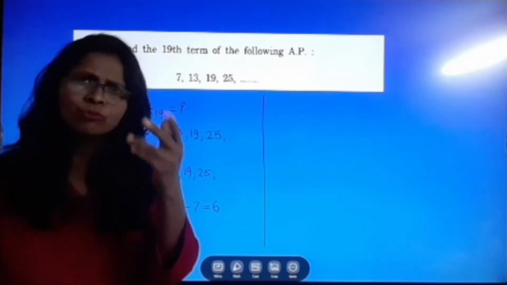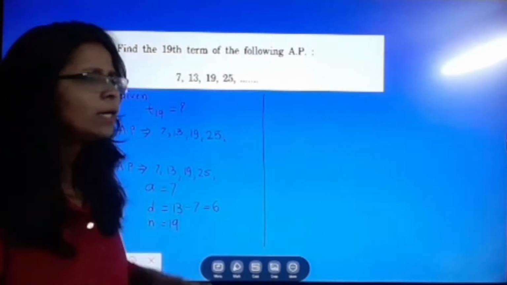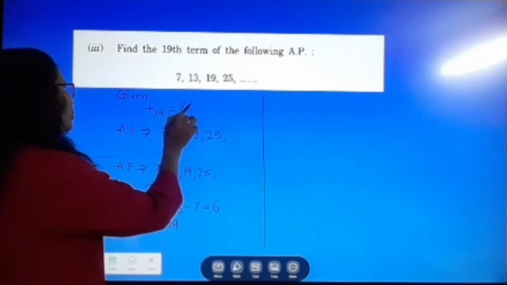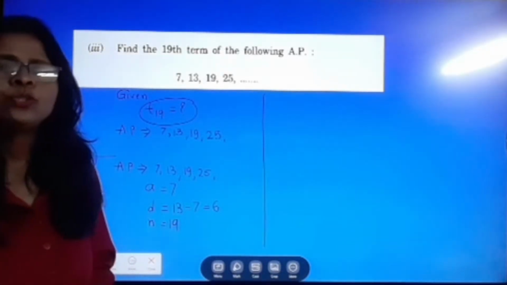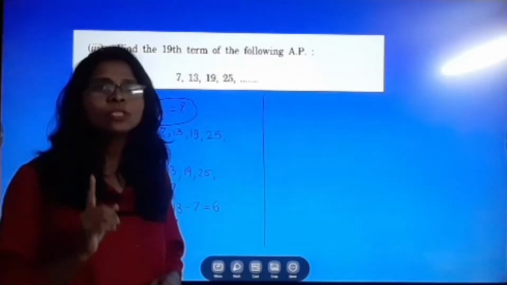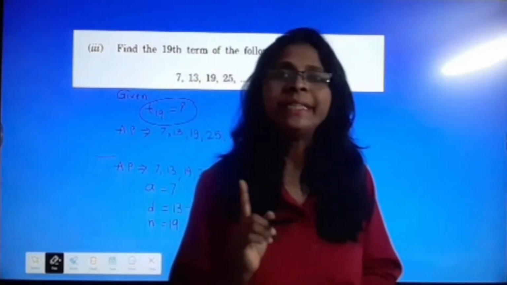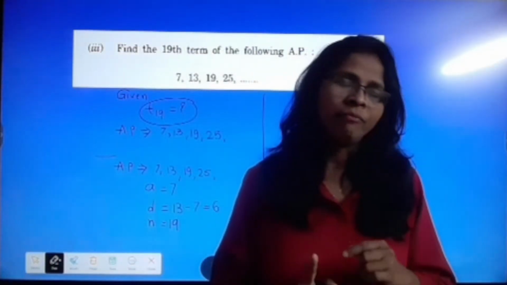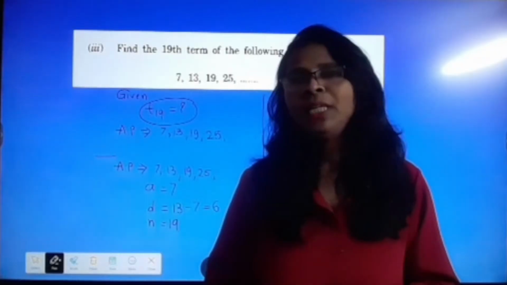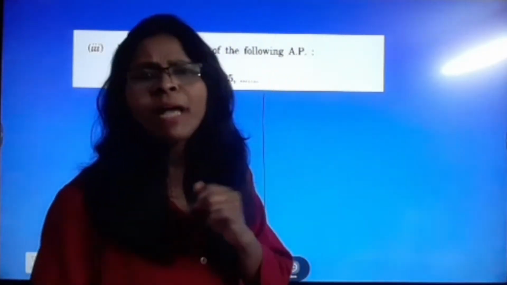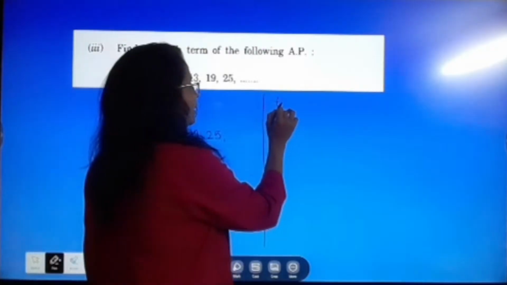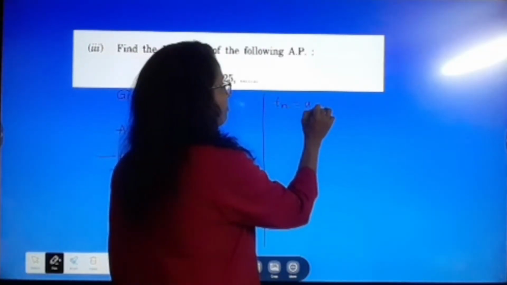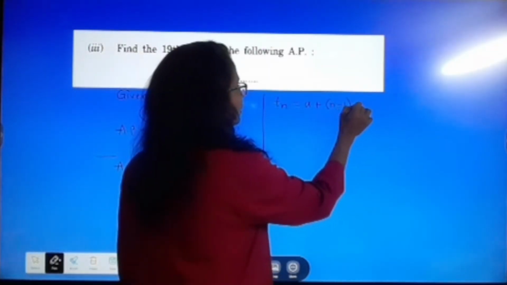Okay, so इथे सुद्धा क्लू दिलेला आहे स्टुडंट्स तुम्हाला. कोणता क्लू दिला? That is, we have to find out the T19. That means you should have to use the formula for the Tn, and definitely you will get the value of T19. So here I use the formula Tn is equal to A plus n minus 1 D.